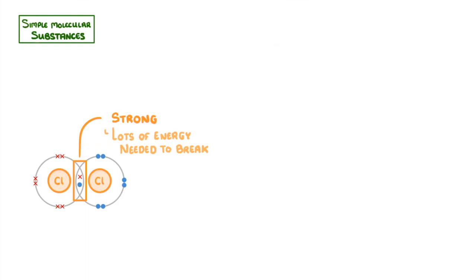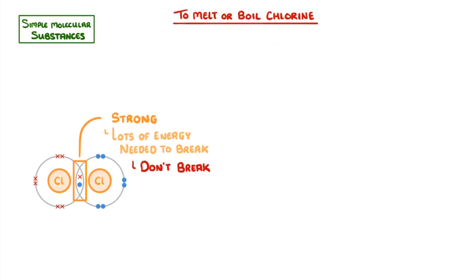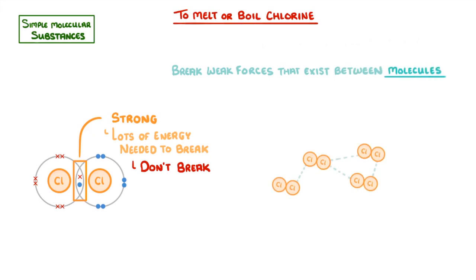Now, the first thing to know is that covalent bonds are really strong, which means that a lot of energy is going to be needed to break apart any atoms that are covalently bonded to each other. So if we consider a simple molecular substance like chlorine, the atoms within each molecule will be strongly bonded together. However, in order to melt or boil chlorine, we actually don't break these strong covalent bonds. Instead, we only need to break the weak forces that exist between different molecules, which we call intermolecular forces.